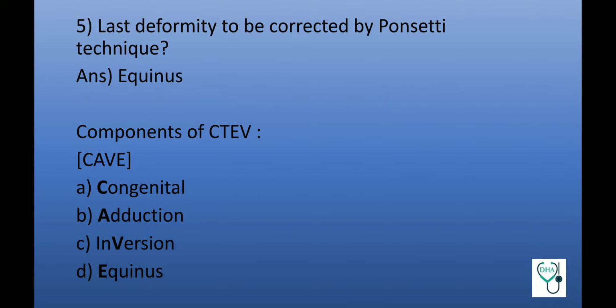Last deformity to be corrected by Ponseti's technique: equinus. And the four components of CTEV are: it is congenital, adduction, inversion, and equinus. And this can be remembered by the mnemonic CAVE.